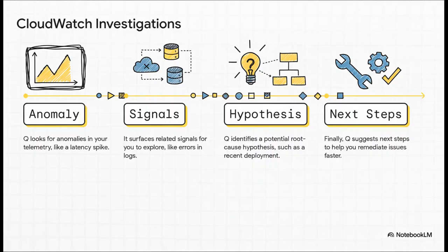And check out how this can completely change incident response. An alarm goes off in CloudWatch. Instead of just telling you there's a problem, Q gets to work. It automatically digs around for related signals, like weird errors in your logs. It'll form a hypothesis, like, hey, this probably has to do with that code you just deployed. And then it suggests a concrete fix. It connects all the dots for you, fast.